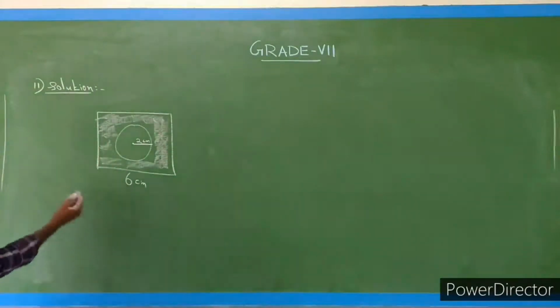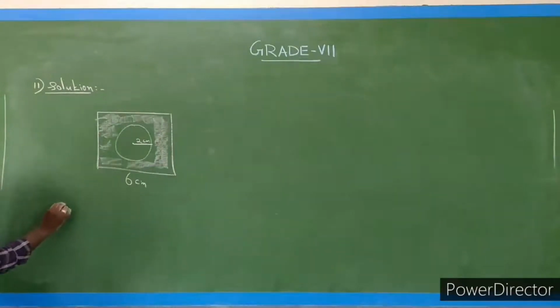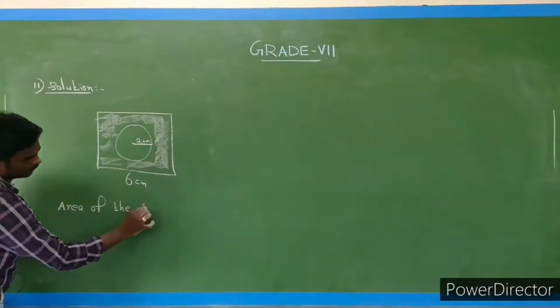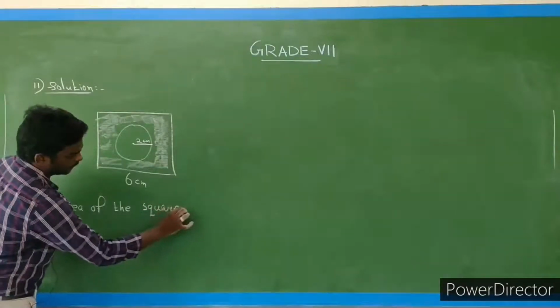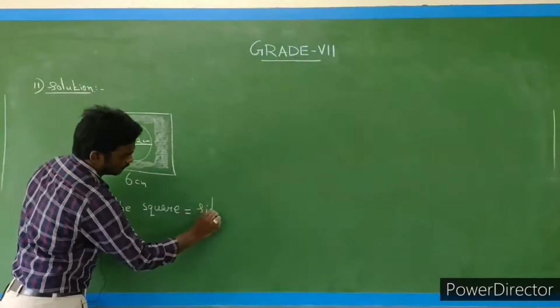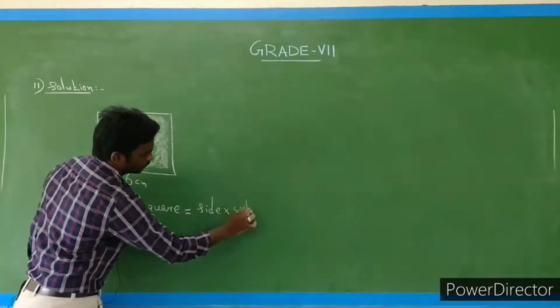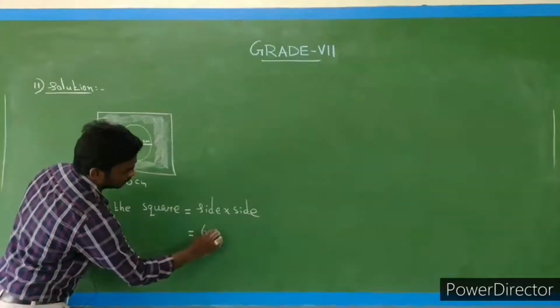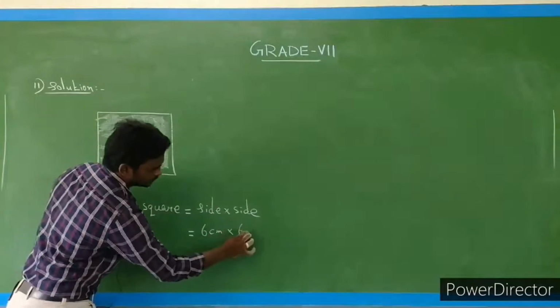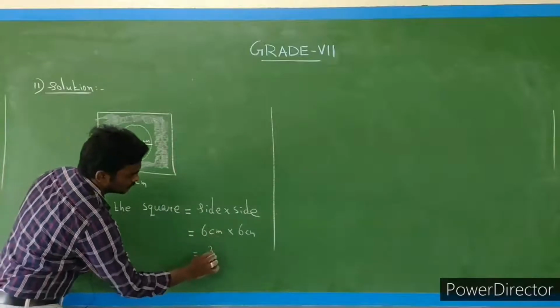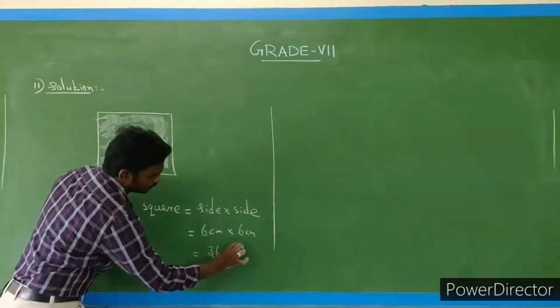So how to find this? Here, area of the square is equal to, what is the formula for area of the square? Side into side, which is equal to the side value 6 centimeter into 6 centimeter, which is equal to, what is the value? 6 6s are 36 centimeter square.